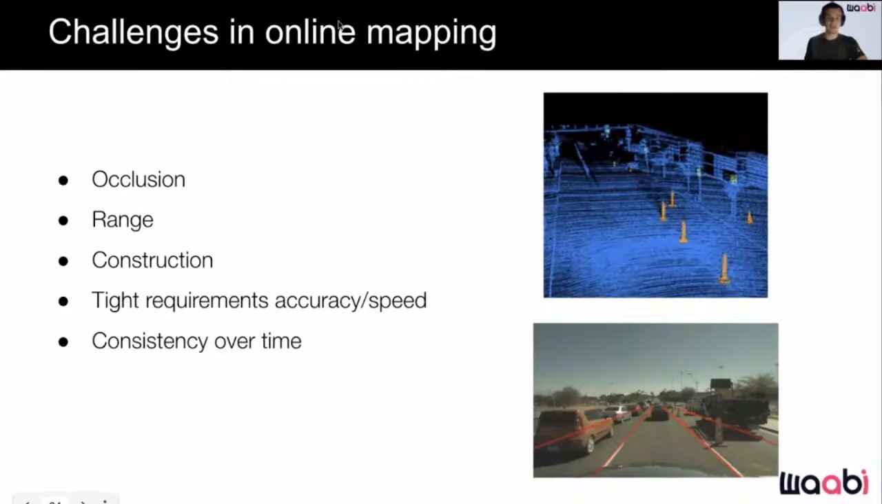For self-driving, the software stack must also run efficiently, and thus online mapping must run quickly and accurately, which is always a trade-off that should be properly handled. Finally, we also have to create a consistent map over time, which is challenging due to factors such as occlusion and map changes due to construction sites or other factors.